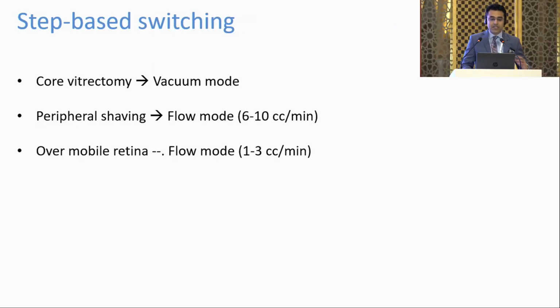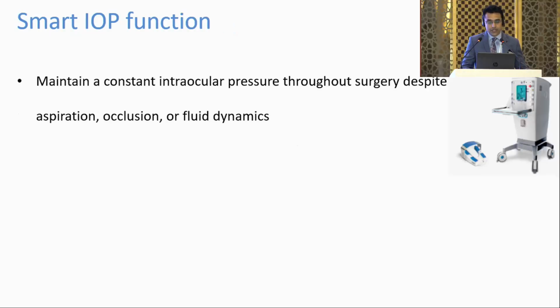You can also have a step-based switchover when you operate. When you start with core vitrectomy, you can start with a vacuum mode, taking advantage of greater pull on the tissue. When you move towards the periphery, you can go to a shave mode, and you shift to flow with about 6 to 10 cc per minute, which gives you good control. And if you have mobile retina or thin retina, to ensure that you do not engage it, you can bring down the flow to about 1 to 3 cc per minute.